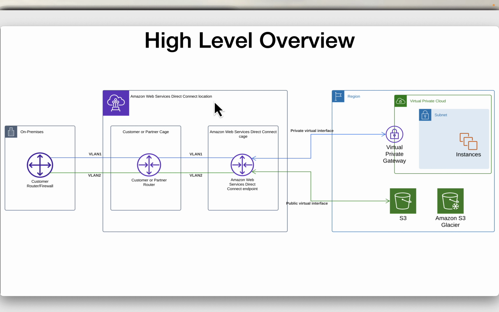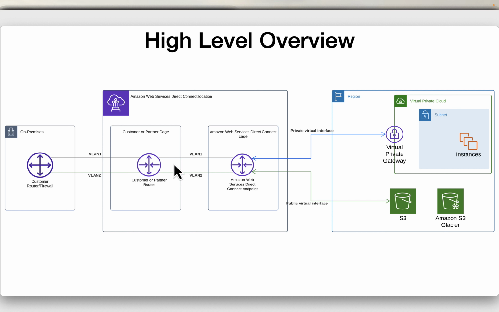Then for Direct Connect, AWS has Direct Connect locations with service providers or the physical infrastructure providers. Let's say they have their own Direct Connect cage. If you are working with one of their partners or as a customer, you can place your own customer or partner router, and this will connect physically with their Direct Connect cage, and it has an AWS connection endpoint.